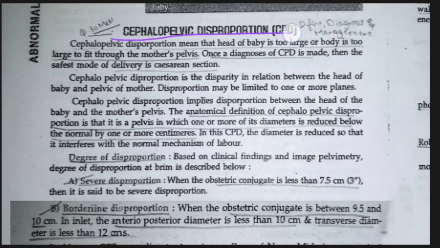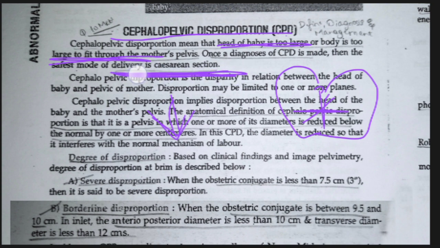Cephalopelvic disproportion. In this condition, the diameter of the pelvis will be smaller than normal, either anterior posterior, transverse, or oblique. In any way, the diameter of the pelvis will be smaller than the normal pelvis, which is suitable for delivery. In this condition, the baby's head is too large or the baby can't fit into the mother's pelvis. It will be very difficult for the delivery process. In this condition, we generally perform C-section, which is the safest mode of delivery.